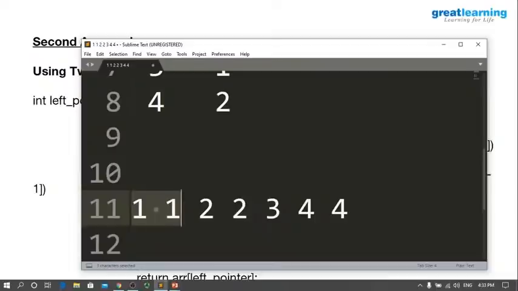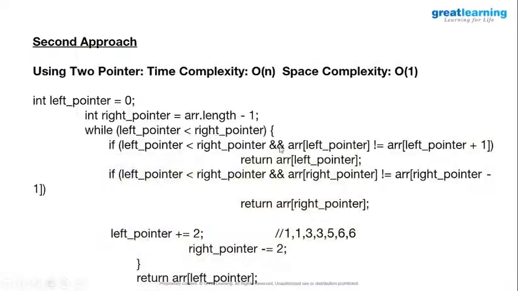I will check if i and i plus 1 are the same, and j will be pointing to some index. These are indices 0 1 2 3 4 5 6, so 6 will be compared with 5. So I will check if j and j minus 1 are the same. I will traverse only as many iterations as needed, as long as the left pointer is less than the right pointer. If that is not the case, then I have already checked them.